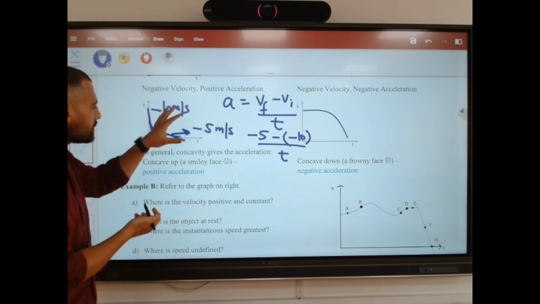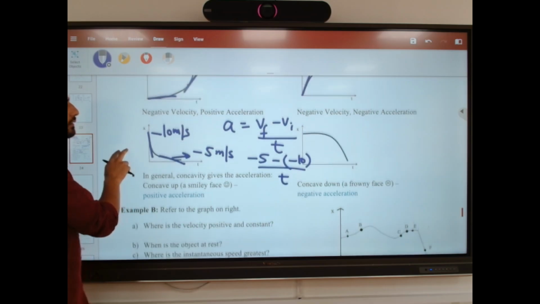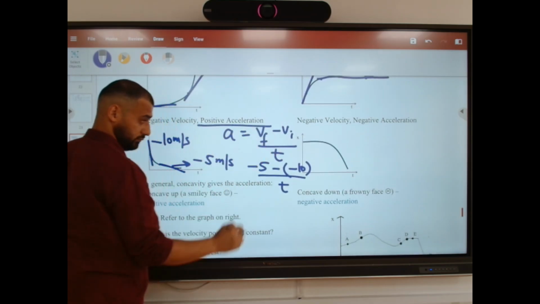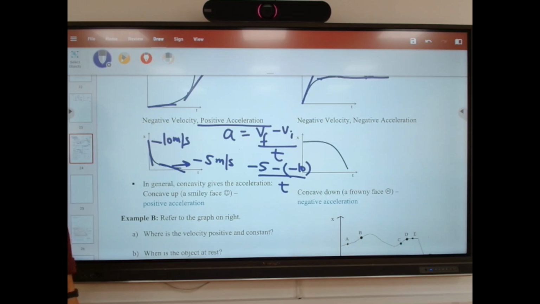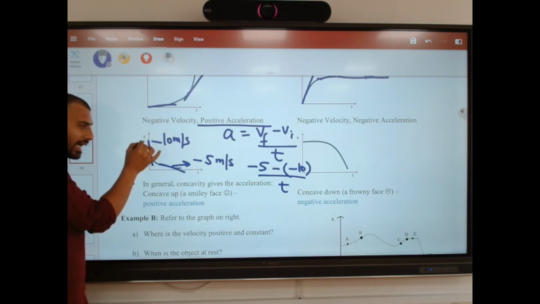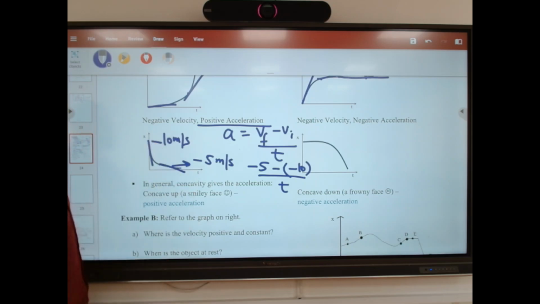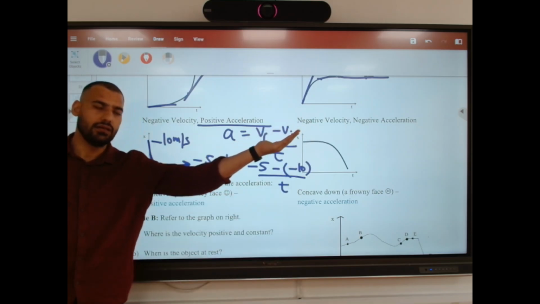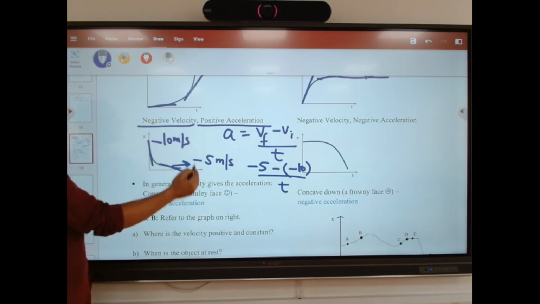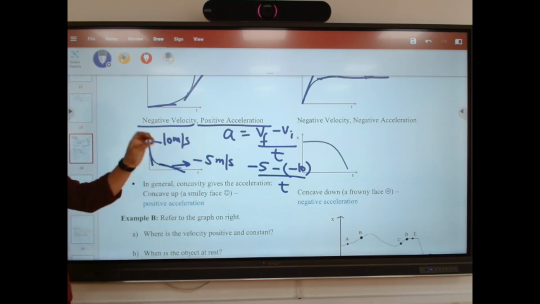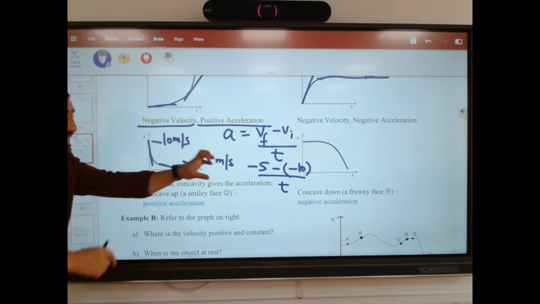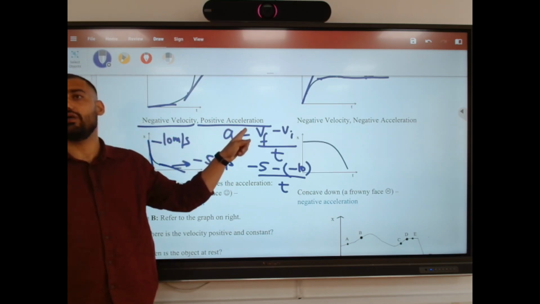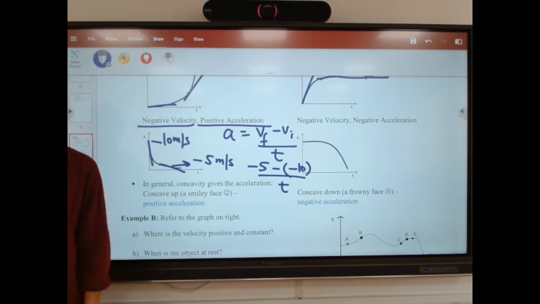So the acceleration is positive, that means the body is accelerating. Okay? And one more thing. At every point the slope is negative, isn't it? At every point the graph is declining, right? And therefore the velocity is always negative. So when it goes from more negative to less negative, acceleration is always positive. Is that fine?